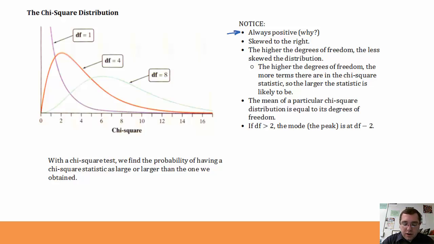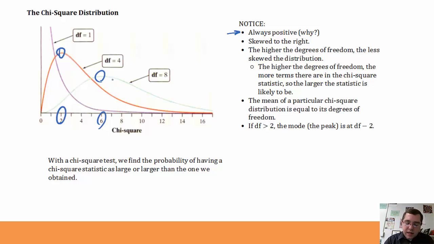If the degrees of freedom is greater than 2, the mode, which is the peak of the graph, is at the degrees of freedom minus 2. So with the degrees of freedom of 4, notice the peak is at 2. With a degree of freedom of 8, notice the peak is at 6. The degrees of freedom minus 2.